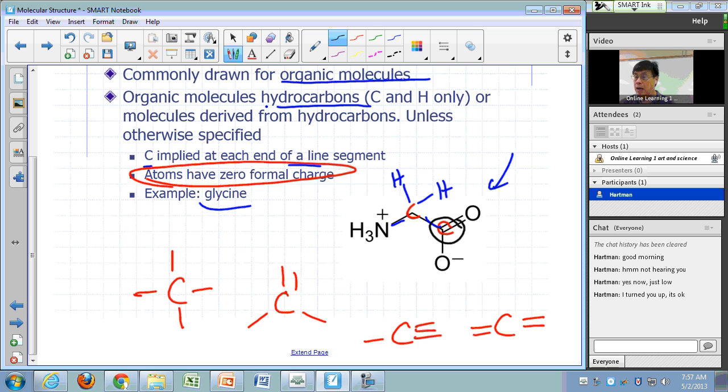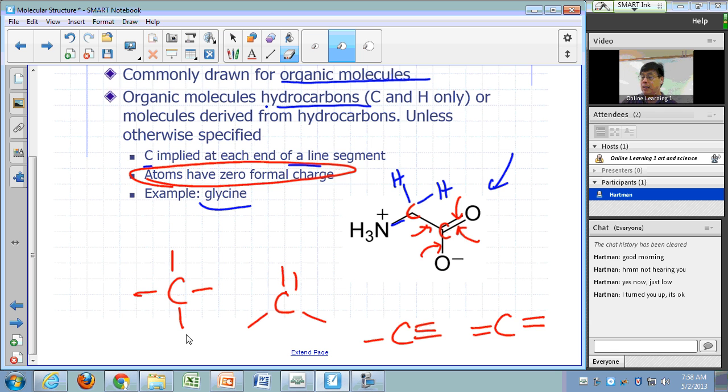All right, what about this carbon right here? It's already got 4 bonding pairs around it. If you look at it, there's 1, 2, 3, 4. So this carbon right here already has a formal charge of 0, so there is no hydrogen implied there. So that's just a carbon.